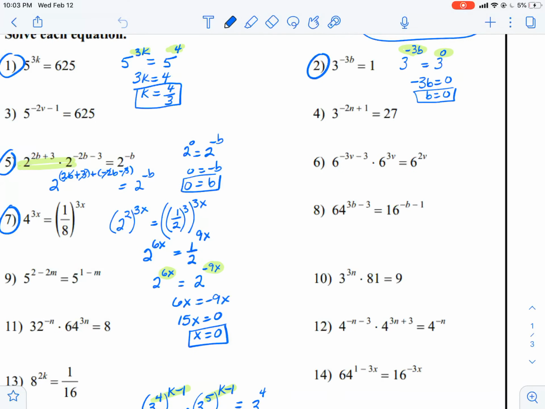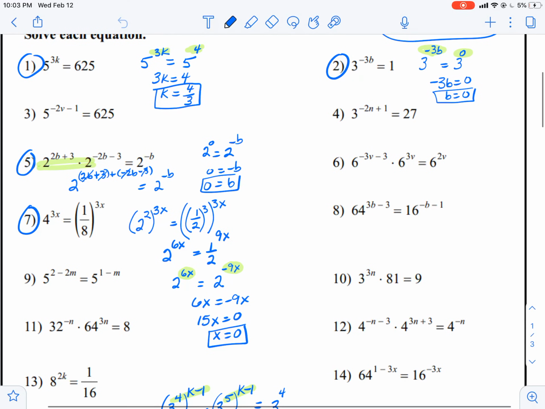Okay, so I am back to do a couple more problems for you just in case you're still struggling. So I'm going to jump over here on the right side and again do a couple of these. So number 6, let's work through that one.